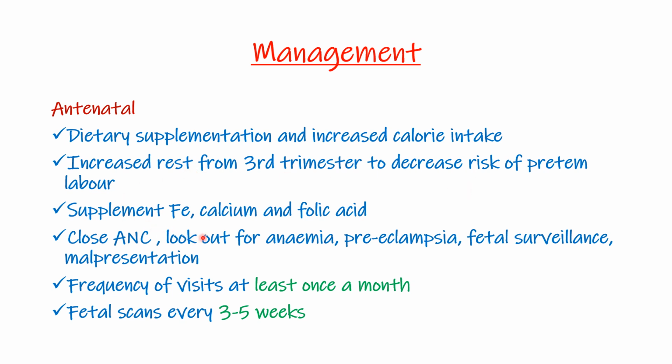In addition, because they are carrying two pregnancies, the demands for nutrients increase, so you advise increased supplements such as iron, which will reduce the risk of anemia, and calcium and folic acid. In addition, close ANC will look out for complications of multiple gestation, which include anemia, preeclampsia, fetal surveillance and malpresentation. The frequent visits should be at least once a month, because this is a high risk pregnancy. Fetal scans for the babies should be done every 3 to 5 weeks.